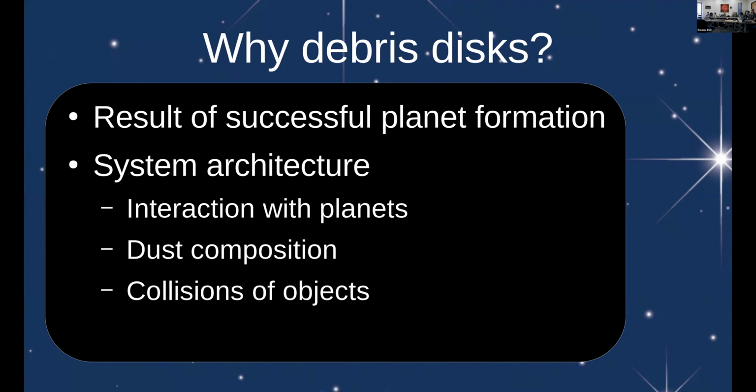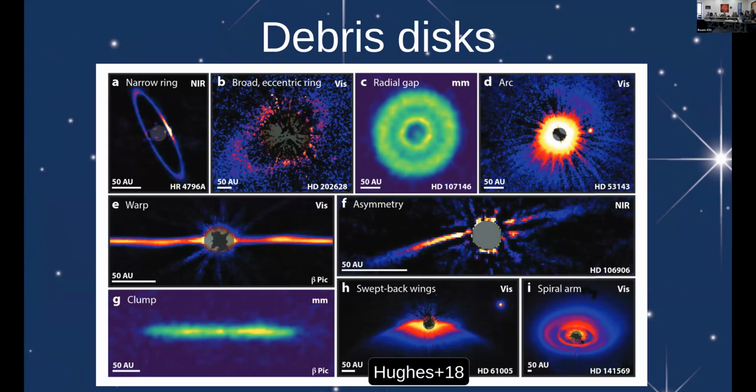We can learn a lot about them, like about the system architecture. In the solar system, we have the asteroid belt, we have the Kuiper belt, we have also the zodiacal dust from Venus, basically. We can learn about the dust composition. We can learn about potential active collisions still going on in these systems of larger bodies as well. Okay, a quick, nice gallery of the debris disks here.